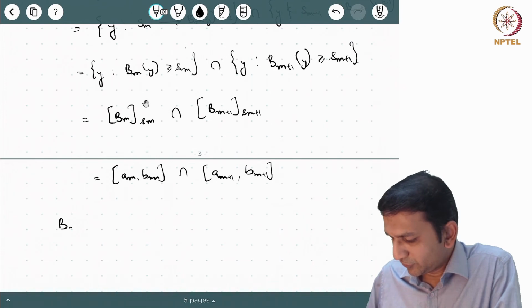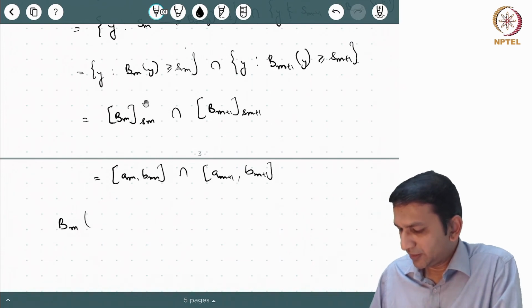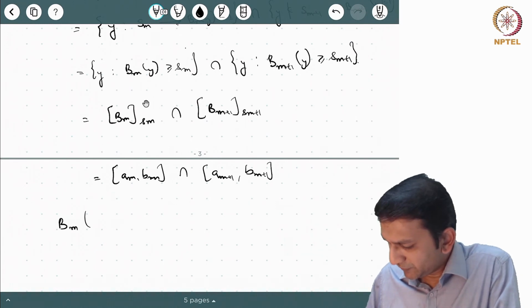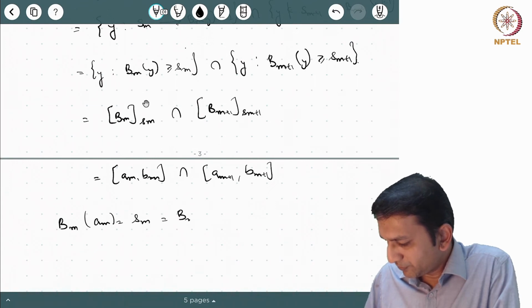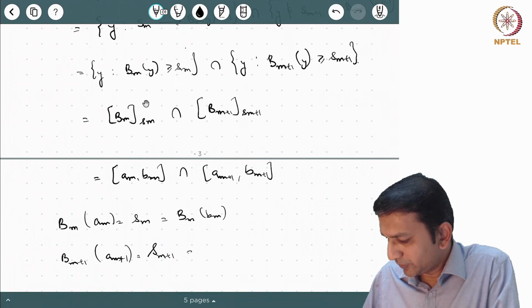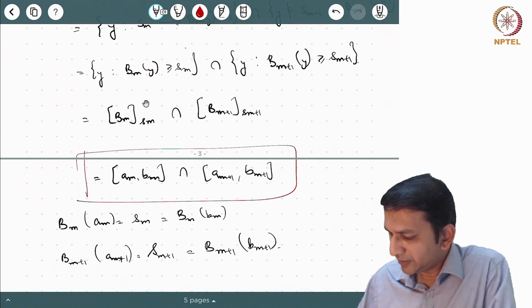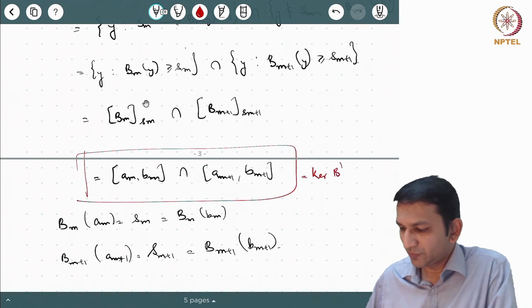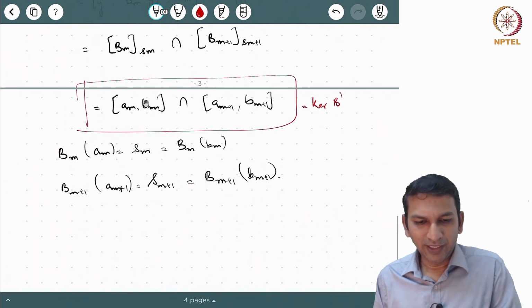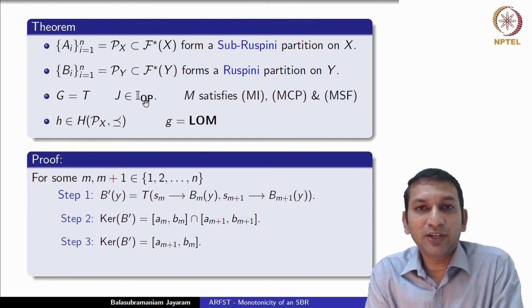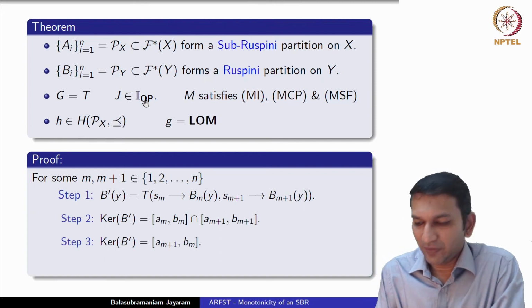Note that, just to be more specific, Bm of Am is equal to Sm, which is also equal to Bm of Bm, and Bm plus 1 of Am plus 1 is actually Sm plus 1, which is also equal to Bm plus 1 of Bm plus 1. So we have obtained what we wanted to get. The kernel of B dash is in fact the intersection of these two. Of course, we need to show that this kernel is in fact non-empty. That means there is some intersection available.